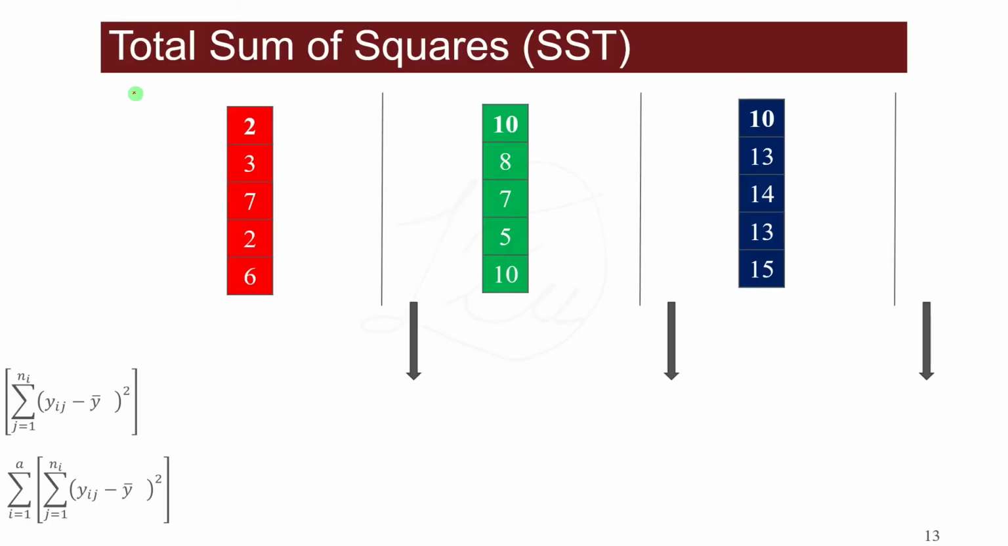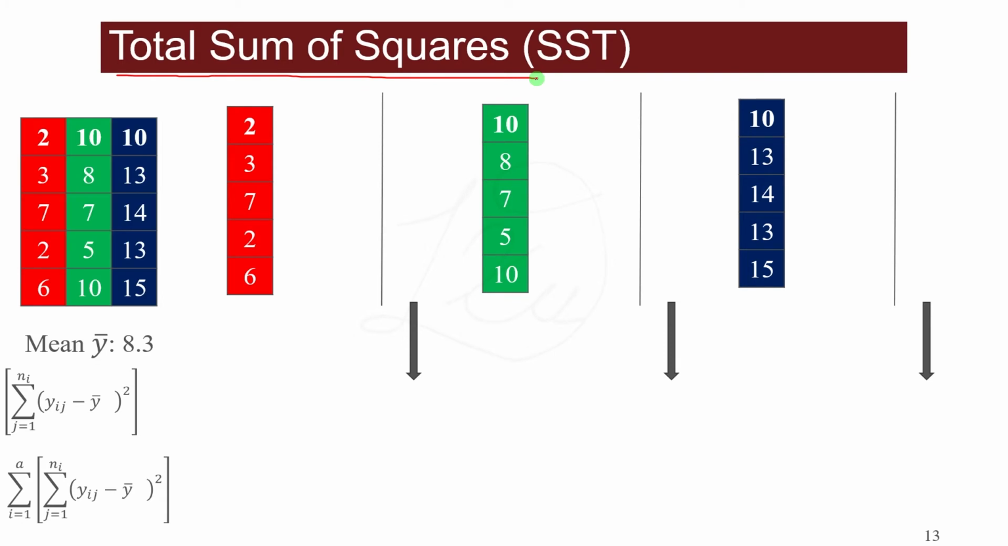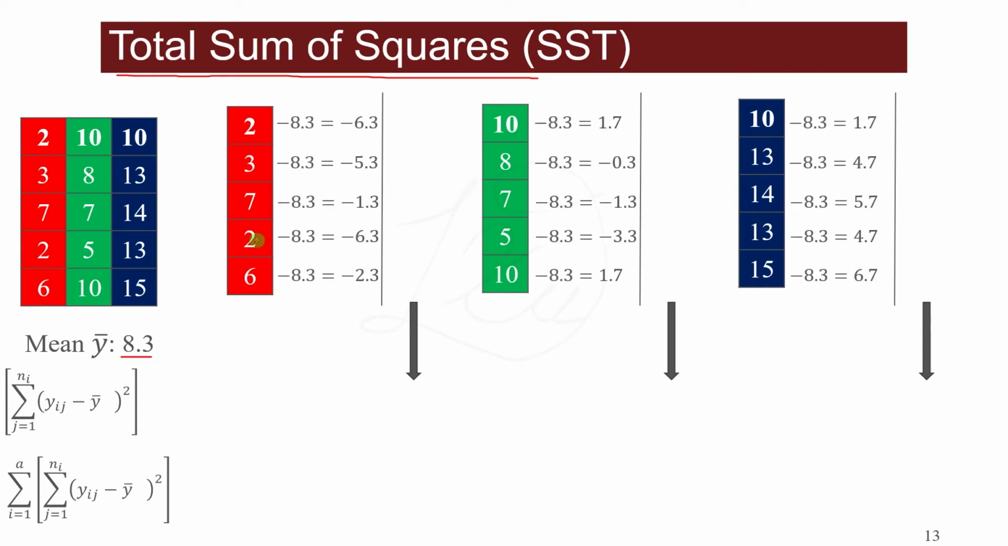Another related concept is the total sum of squares. This total sum of squares divided by its corresponding degree of freedom, which is the total number of observations minus 1, is basically the total sample standard deviation. In that, we calculate the mean for all the 15 observations, so the global mean is 8.3. Then subtract it from each individual observation. So subtract 8.3 from each of these individual observations for all the groups.